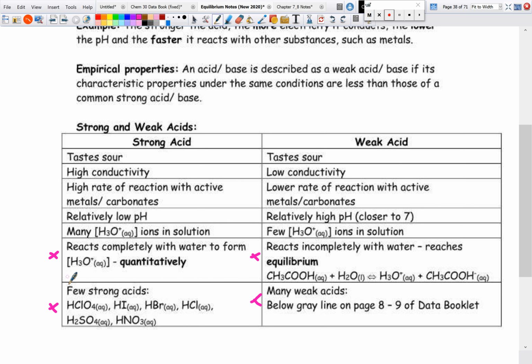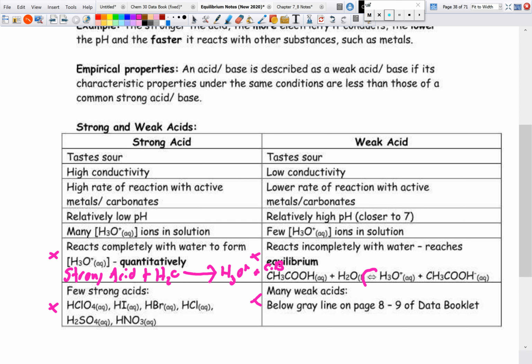That means that if we have our strong acid, it reacts completely with water to produce hydronium plus the conjugate base of the strong acid. And there's only a few strong acids here, which once again, if you go to your data booklet, are the top 6. Now, with the weak ones, these react incompletely and reach an equilibrium.